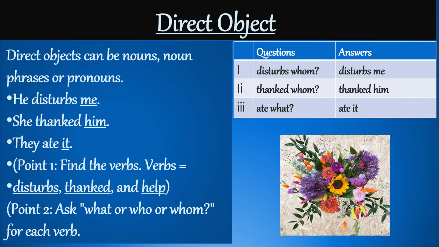We have to keep in mind 2 points. The first one is to find the verbs in the sentences. Here in these sentences we have these verbs: disturbs, thanked, and help. Point 2 is to ask what or who or whom for each verb. Now take the first example. He disturbs me. Disturbs whom? Disturbs me. Me is the object here because it answers the question which begins with whom.